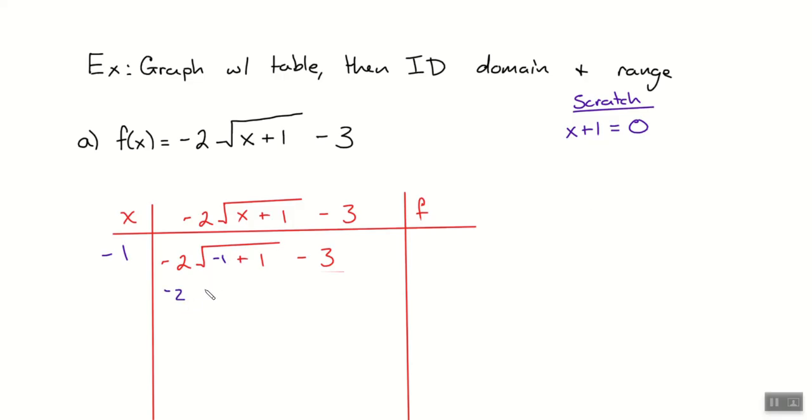This makes it -2 times the square root of what number? 0 minus 3. What's -2 times the square root of 0? 0. And 0 minus 3? And we get it. Okay. After 0, what's the next nicest square root?